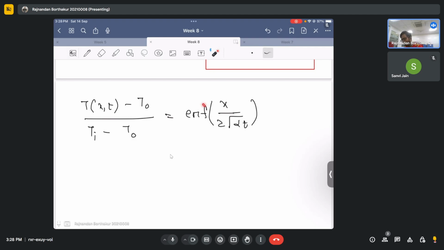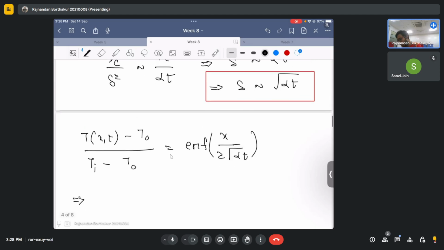What is this erf known as in the language of mathematics? Can you tell me? Yeah, exactly. This is the error function. That's exactly correct. So you saw that in your temperature field.